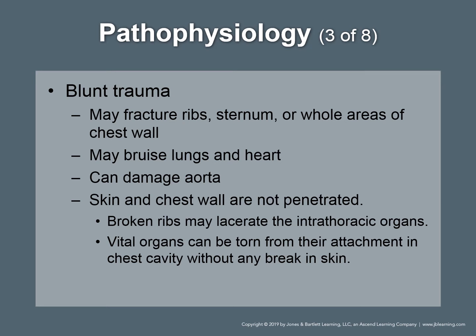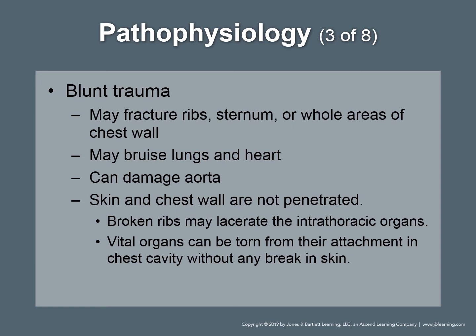Blunt trauma, you see rib fractures, sternal fractures, and you can have large areas of the chest wall with these fractures. The most common is a rib fracture, but I have seen some sternum fractures. It takes some pretty serious force to fracture the sternum. And then up under that, you may have contusions or bruises to the heart and the lungs. When you have bruises, that tissue becomes damaged and is unable to do its job like it's supposed to.